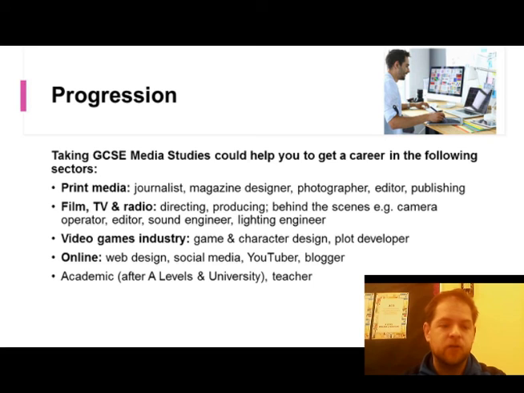It can also lead to a more academic progression. So if you do GCSE Media Studies, you might then do A-level Media Studies and then move on to doing a degree in it, which could lead to things like teaching or being a university lecturer. And even if you don't want to use media studies after GCSE, it's a full GCSE which will help you get into college or sixth form.